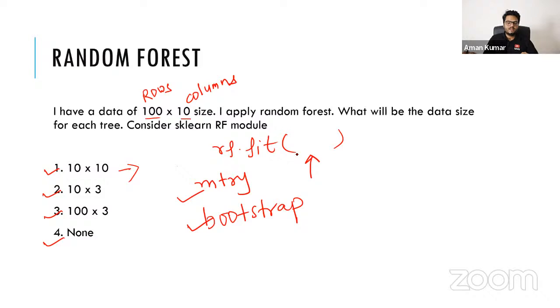If I say rf.fit without any parameter, then what goes as a default? And can we change it? If we can change it, then how? I covered this in one of my new videos, where I was talking about interview questions on random forest. So did you find mtry and bootstrap?